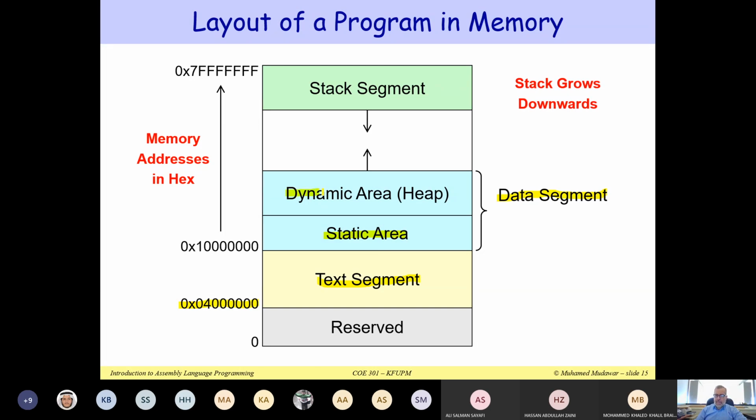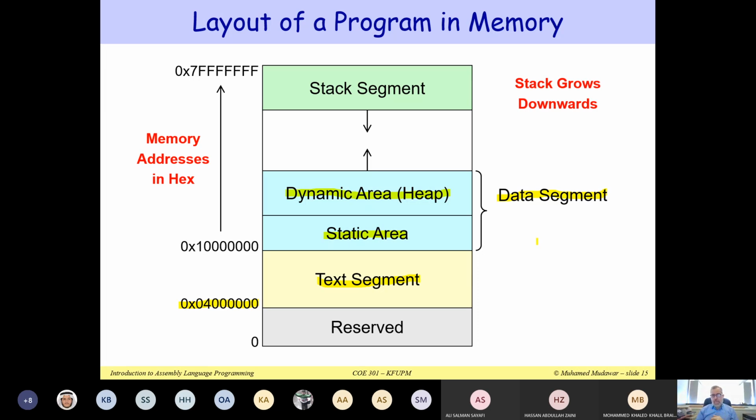And we have the dynamic area, which is called the heap. Almost all modern high-level programming languages allocate memory dynamically at runtime. So the variables that you are allocating at runtime will exist in a certain area in the data segment, and this area is dynamic. It can increase and decrease dynamically at runtime, and it's well known as the heap.